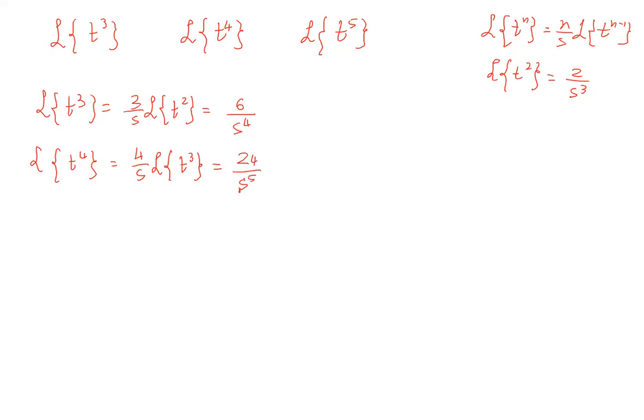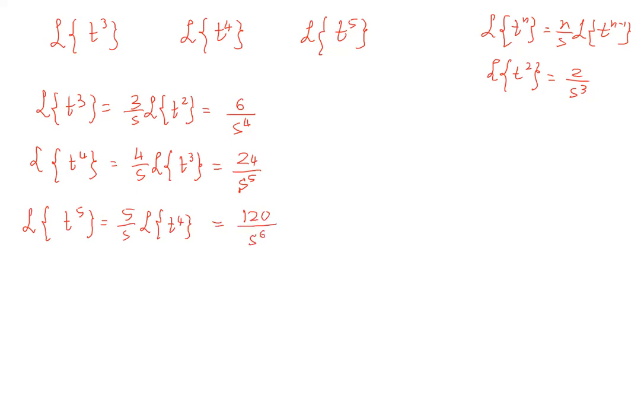S to the fifth, right? S to the fifth. Okay. And L of t to the fifth is going to be 5 over s times L of t to the fourth, which will be 120 over s to the sixth.